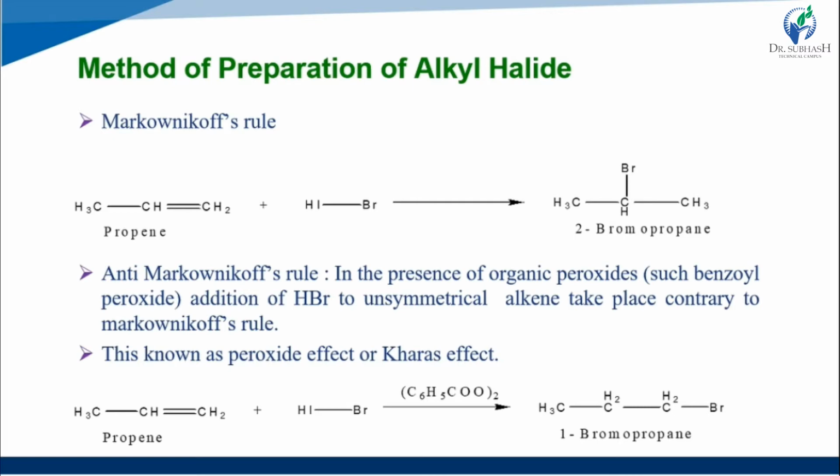This is known as the peroxide effect, also the Kharasch effect, as we know from our third chapter, alkenes. It is the anti-Markovnikov rule. Here we take propene plus HBr. In this reaction, with benzoyl peroxide as a catalytic agent, it makes bromopropane and HI is liberated.